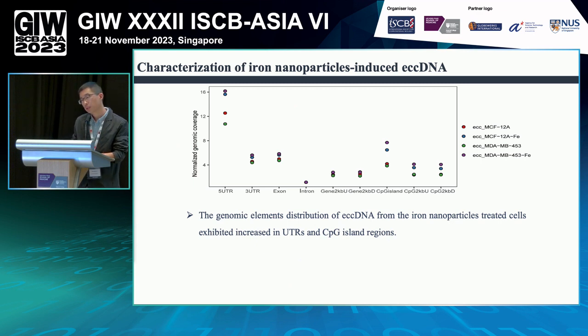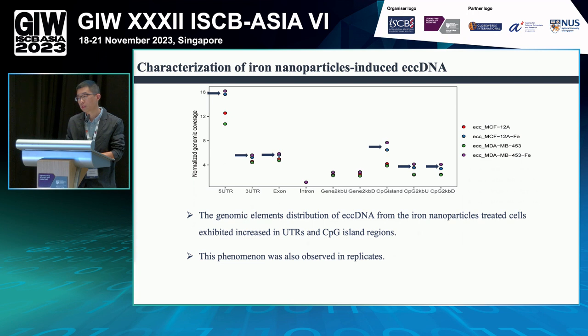As expected, the genomic elements distribution of eccDNA from the IO nanoparticle treated cells showed an increase in untranslated regions and exon or CpG island regions, but intron and intergenic regions were similar. This phenomenon was also observed in replicates.